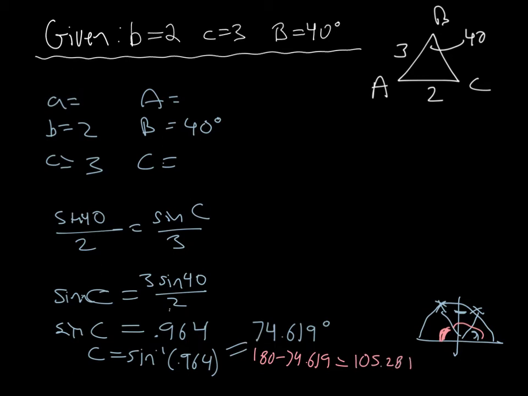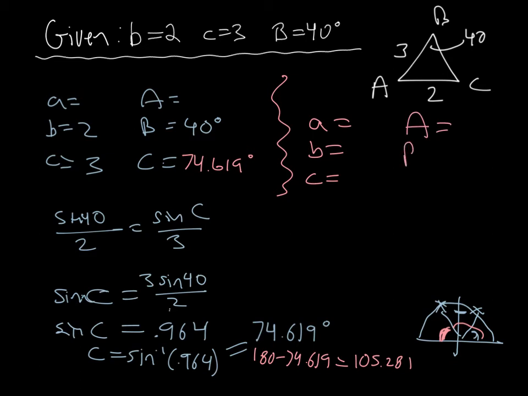All right, so what we're looking at here are two possible angles for this triangle. So C could be, and I'm going to fill in my chart here, 74.619 degrees. But we also have another possibility. It could be 105.281. So I have to make a new chart. A equals, B equals, C equals. In this one, B and C are still 2 and 3, and angle B is still 40 degrees, but now angle C is going to be 105.281.